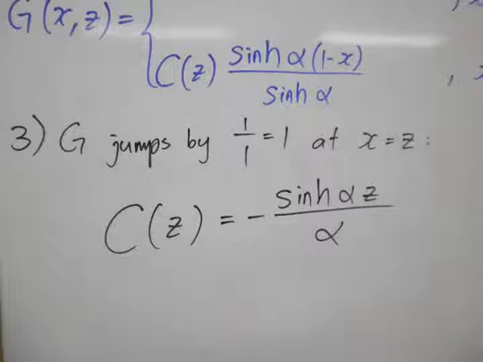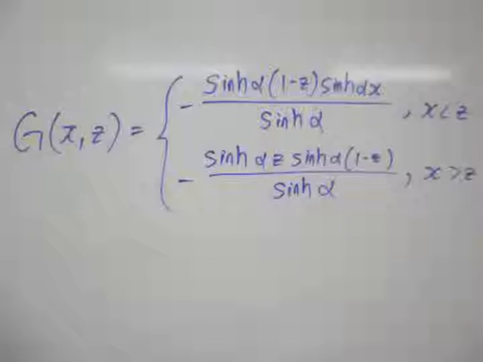So finally, our expression for c is that c equals negative hyperbolic sine of alpha z divided by alpha. With this result for c, we substitute and obtain our final expression for the Green's function.